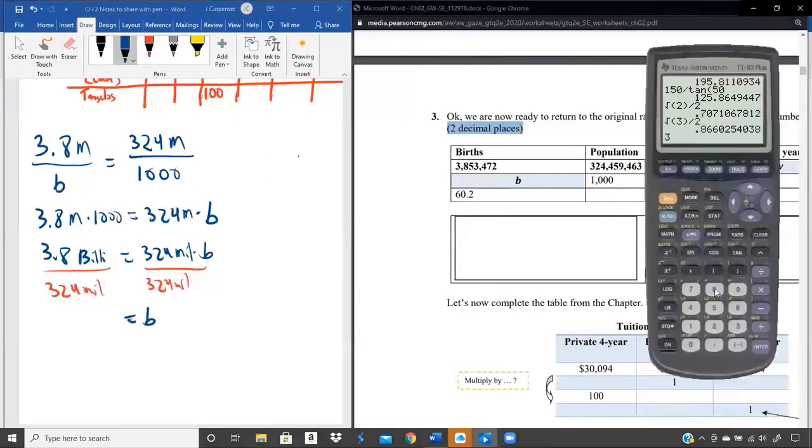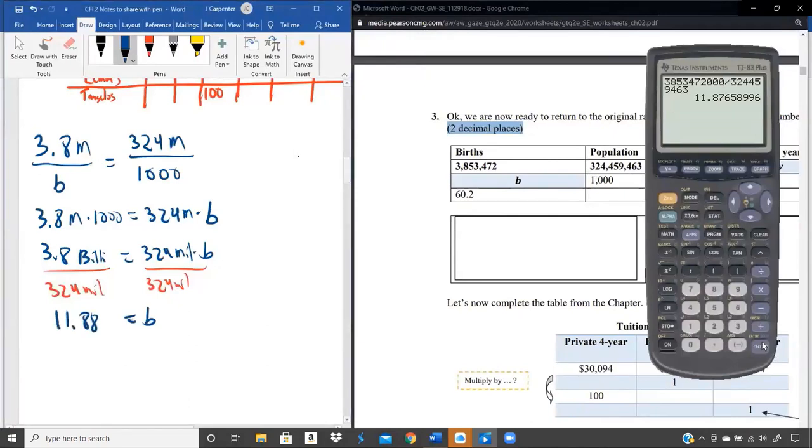So 3, 8, 5... let me clear all that stuff. That was from my other class earlier. 3, 8, 5, 3, 4, 3, 8, 5, 3, 4, 7, 2, 0, 0, 0, divided by that 324 million number, which is 324,459,463. And we get 11.87, blah, blah, blah. We're rounding to 2 decimals, so 11.88.